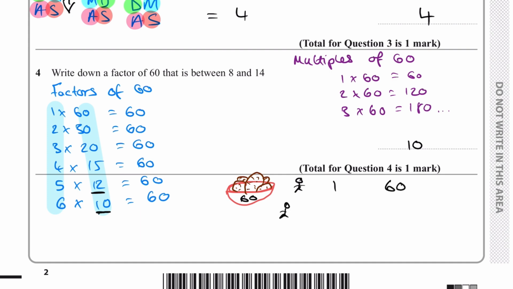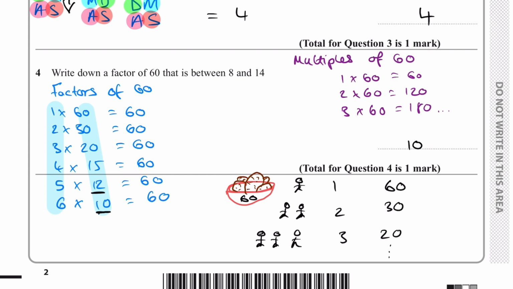If you share the cookies with two friends, you can give each friend 30 cookies. So 2 times 30 equals 60. This means 2 and 30 are factor pairs. If you share the cookie with 3 friends, you can give each friend 20 cookies. So 3 times 20 equals 60. This means 3 and 20 are factor pairs, and so on.